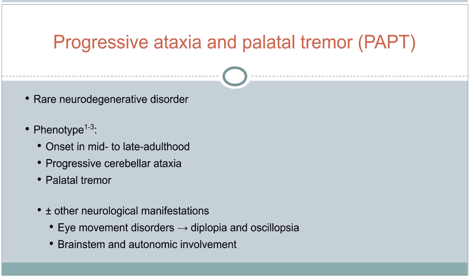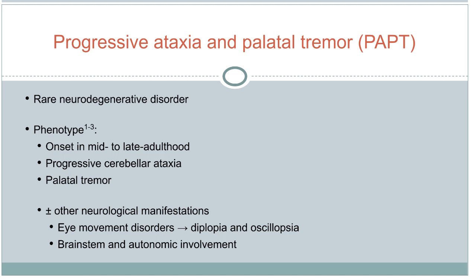Hi everyone, so today I'm going to be talking about progressive ataxia and palatal tremor, also known as PAPT. It's a rare neurodegenerative disorder, characterized by quite a distinct phenotype with onset in mid to late adulthood. It's defined by progressive cerebellar ataxia and palatal tremor.